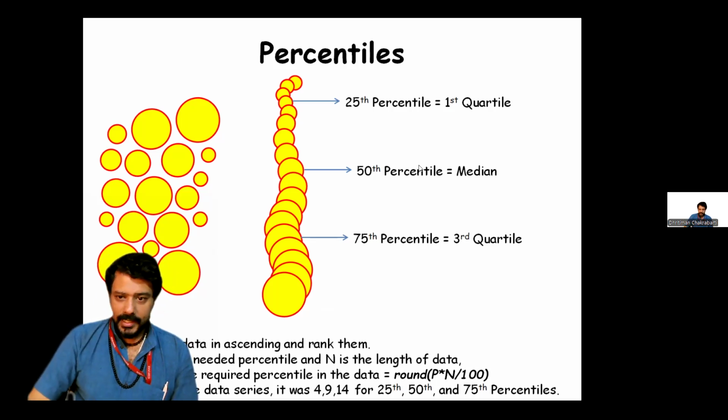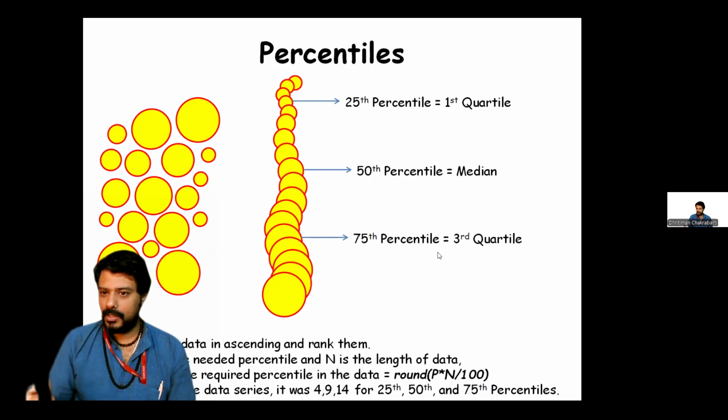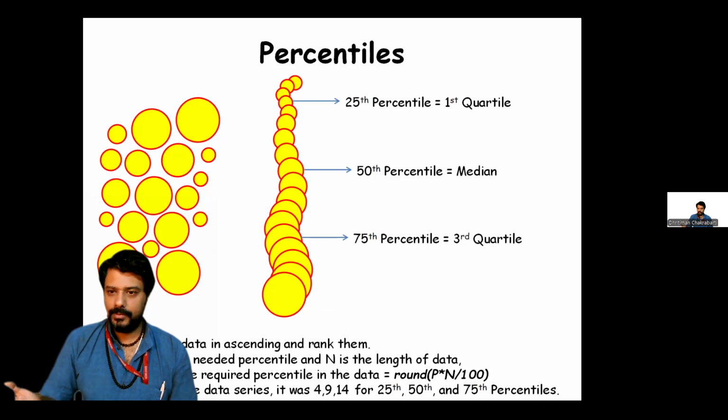So, in this case, for the P we put 25, 50, and 75, and I multiplied it by 18 divided by 100. That gave me numbers of 4, 9, and 14. These are the ranks within this data series, which correspond to the 25th, 50th, and 75th percentiles. Now, in practice, you do not need to do this by hand. It will be automatically calculated by the software. You don't need to worry about it. Just understand what the percentile representation means.